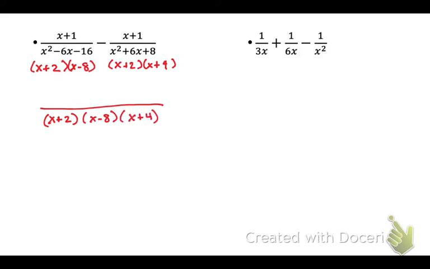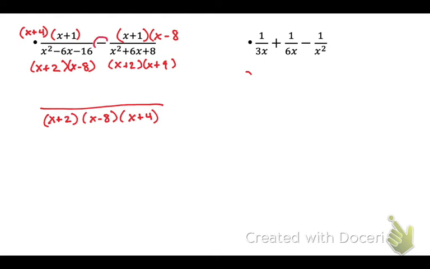So what is the left missing in its denominator? X plus 4. So that's what I need to multiply the numerator by, right? Yep. So x plus 4. Okay. So on the right, what is its denominator missing? X minus 8. So we're going to have x plus 1 and x minus 8.